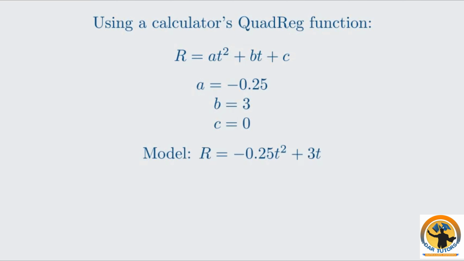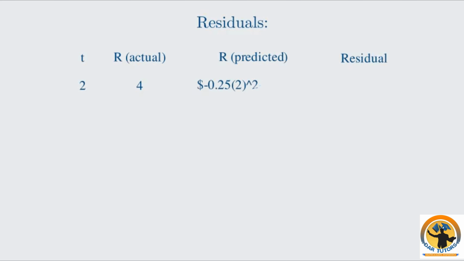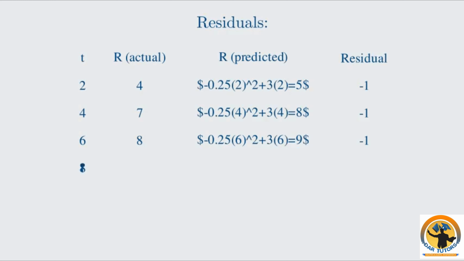We find a is negative 0.25, b is 3, and c is 0. This means our quadratic model is R equals negative 0.25t squared plus 3t. To verify the fit, we can calculate the sum of squared residuals, SSE. The residuals are the differences between the actual revenue and the revenue predicted by our model. The residuals for this model are all 0. This tells us the model passes exactly through every single data point, a perfect fit. This is quite rare with real-world data, but it can happen with small, carefully chosen datasets.